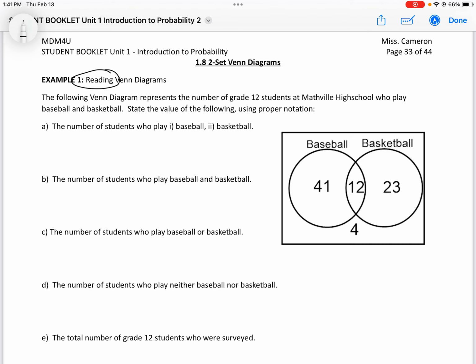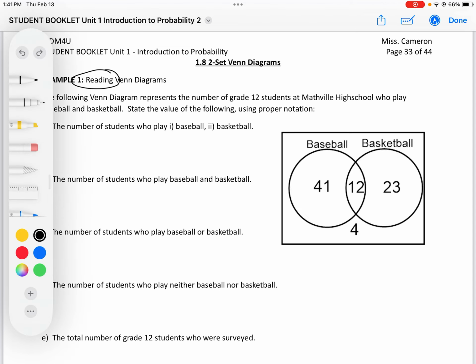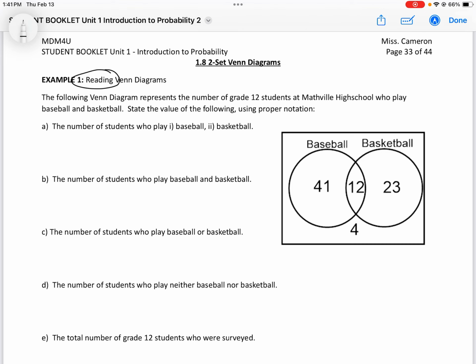Okay, so if the word baseball is located above this circle, then we're going to assume that circle represents the students who play baseball. And then we have basketball here, so likewise, that's the circle that represents the set of individuals who play basketball. So, number one, the number of students who play baseball.